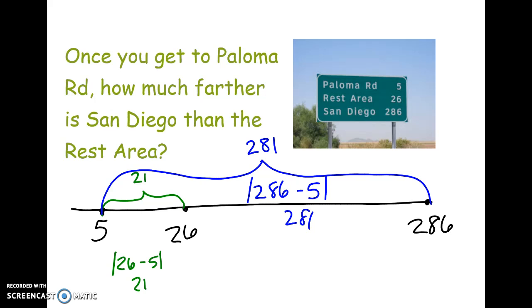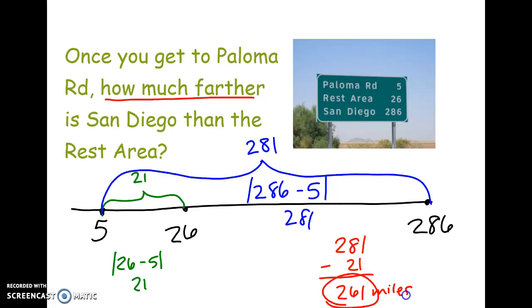Let's go back and reread the question. Once you get to Paloma, how much farther is San Diego than the rest area? So I really want to know the difference of my two distances. Once I get to Paloma, San Diego is still 261 miles further than the rest area. Remember, if I'm writing things down, you're writing things down. So on your paper, you should have all of this information. If you don't, remember you can pause at any time.